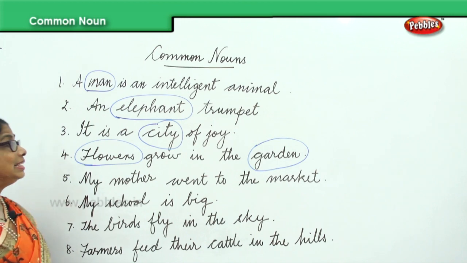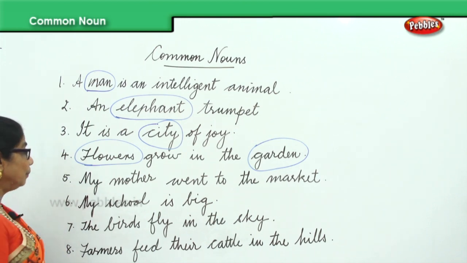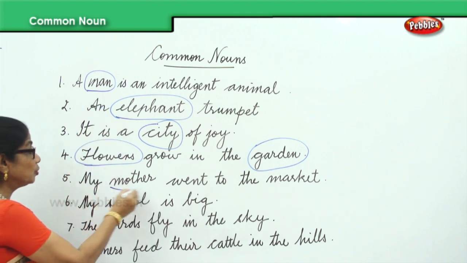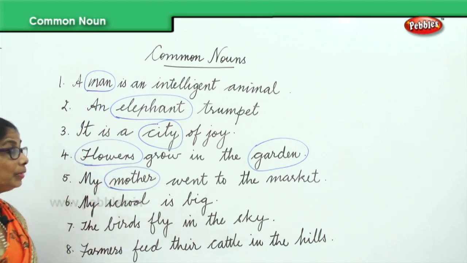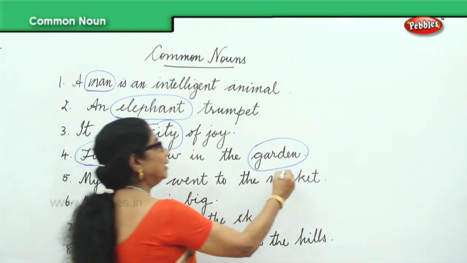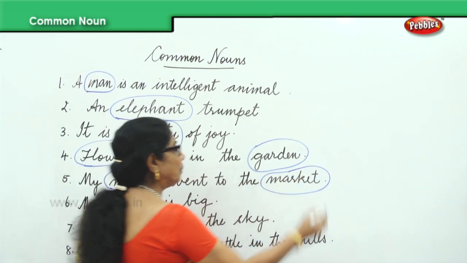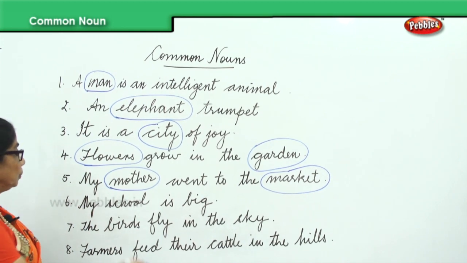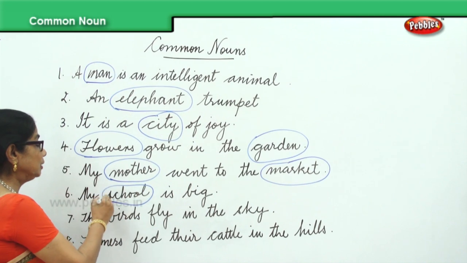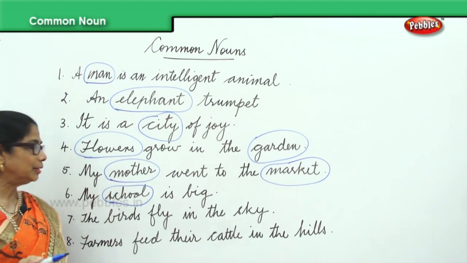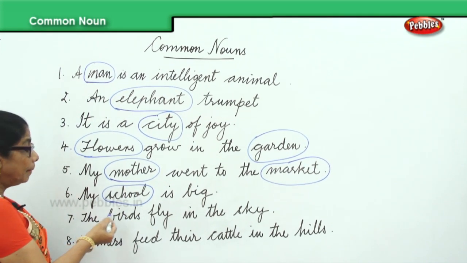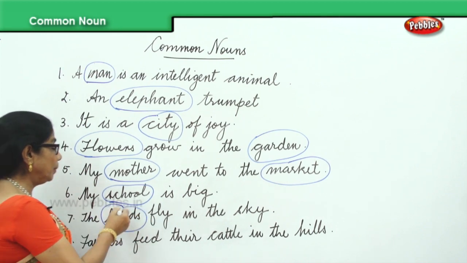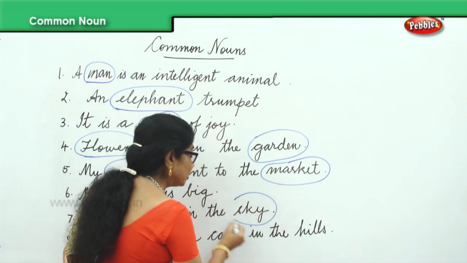Man, elephant, city, flowers, garden. Mother, any mother. Your mother, her mother, anybody's mother. So mother is a common noun. Where did she go? She went to the market. Any market. They didn't say any specific market. So mother and market, they are common noun. School. My school is big. Any school. Again, school is common noun. The birds fly in the sky. Birds are common noun. Sky is common noun.